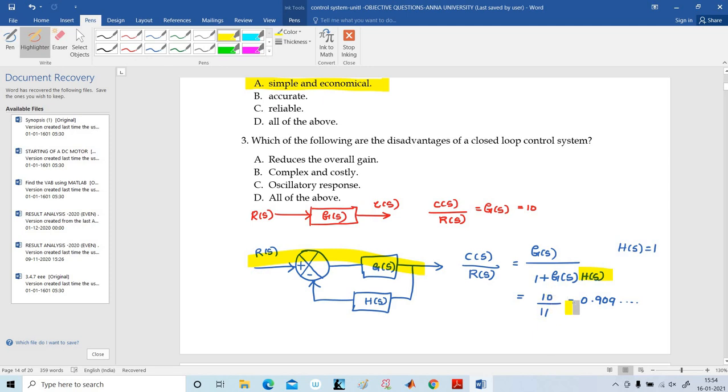So the answer is 10 by 11, 0.909. But see, the gain is 10. So what a great difference between two. So the answer D is the correct one. It reduces the gain.